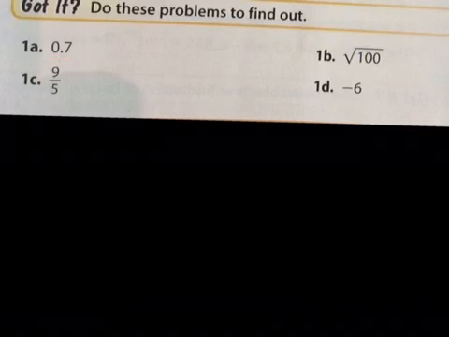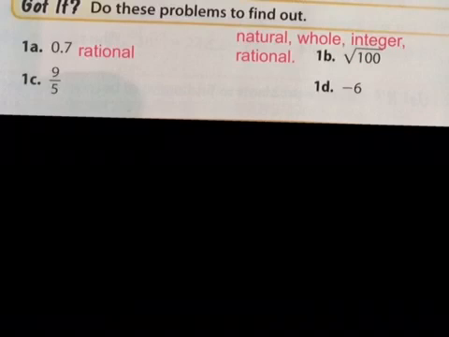Alright, 0.7, we know this is a fraction of a number, part of a number, so it is a rational number. Okay, 1b, we know that 100 is a perfect square, 10 times 10 is 100. It's also a whole number, a natural number, an integer. So natural, whole number, integer, rational. Now 9/5, this is a fraction of a number, it's actually a mixed number too, 1 and 4/5. So we simply say it's a rational number.